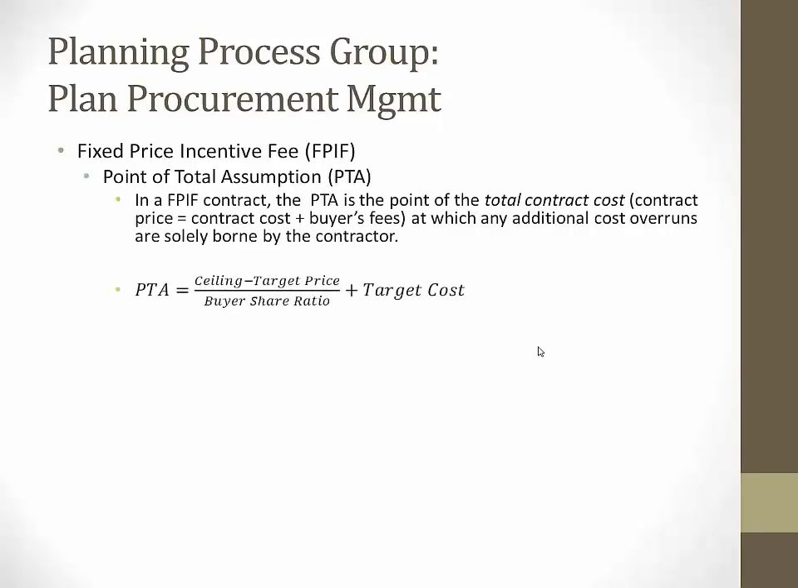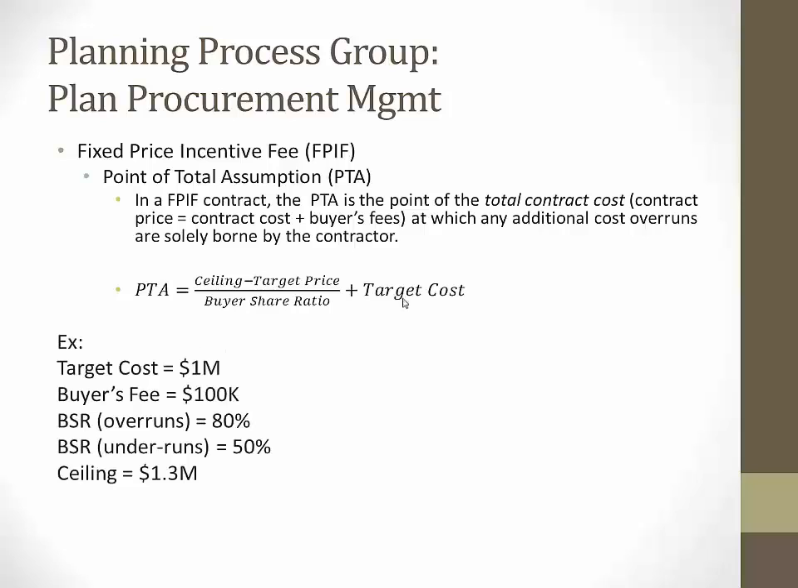Okay, so here's the formula to identify what the PTA is. The PTA is going to be equal to your ceiling price minus the target price, divided by the buyer share ratio, plus the target cost. Okay, so we're going to go over that. It's not as confusing as it sounds.